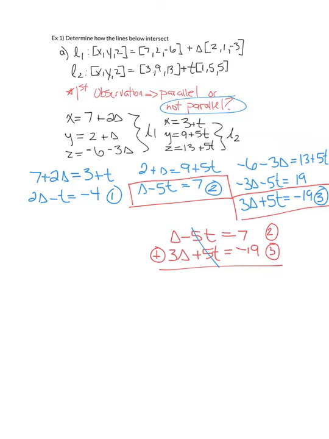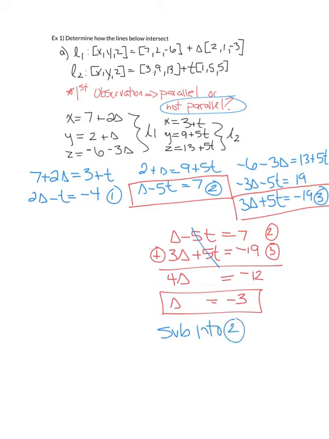I've rewritten equation 2 and equation 3 on top of each other. Using my elimination, I know that I'm going to be left with 4s equals negative 12, which means that I'm going to divide both sides by 4, and I'm going to get s is equal to negative 3. Now I need to sub that into one of the 2 equations that I've already used. I'm going to sub that back into equation number 2. So negative 3 minus 5t equals 7, negative 5t equals 10, and that means that t is equal to negative 2.